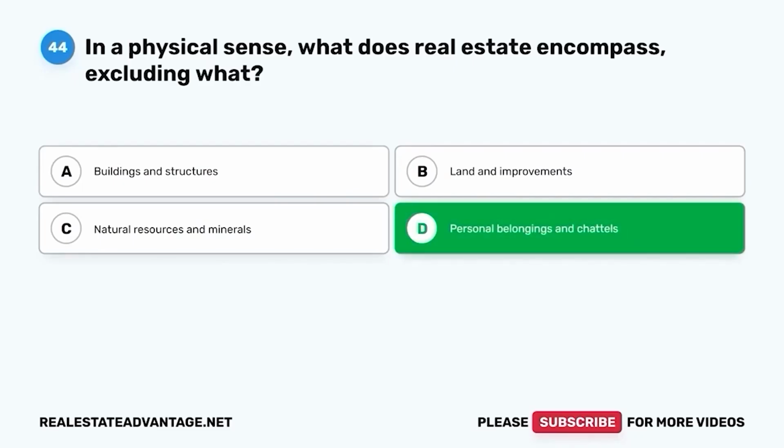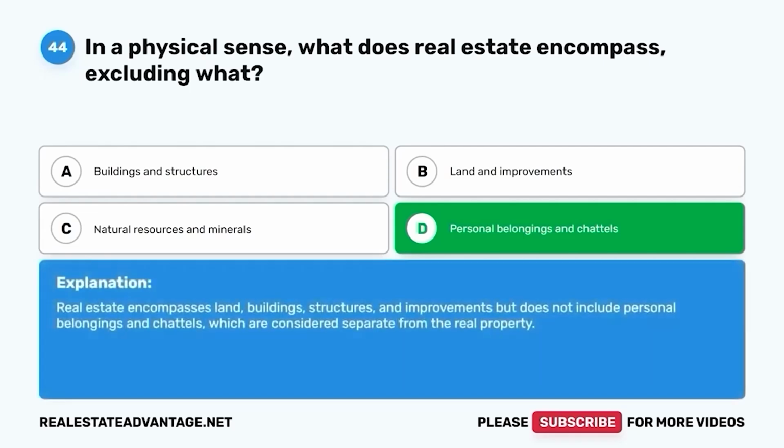Personal belongings and chattels. Real estate encompasses land, buildings, structures, and improvements, but does not include personal belongings and chattels, which are considered separate from the real property.